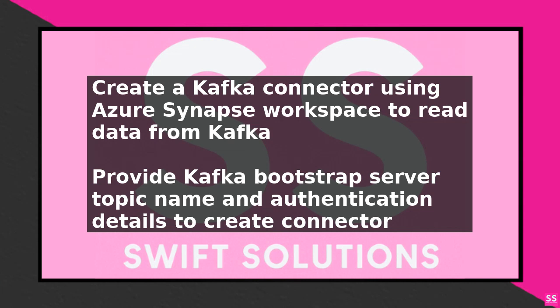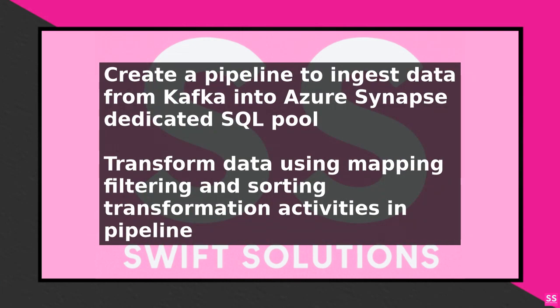Next, create a new integration dataset and select Kafka as the source. You will need to provide the Kafka Bootstrap server, topic name, and authentication details. Once you have created the Kafka connector, you can create a pipeline to ingest data from Kafka into Azure Synapse.